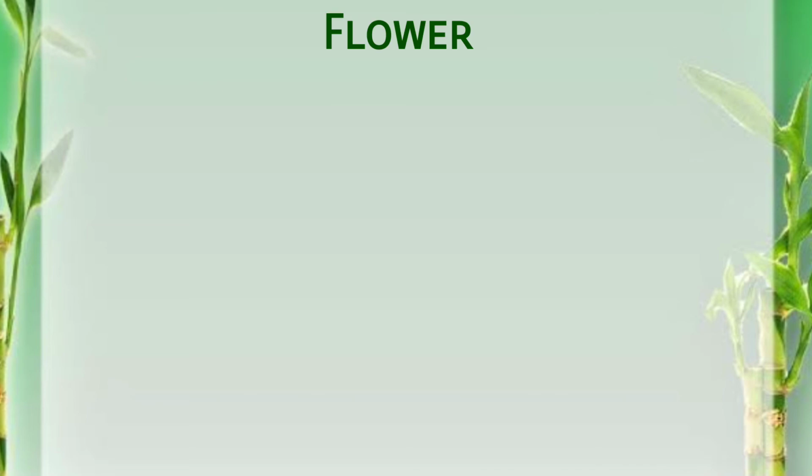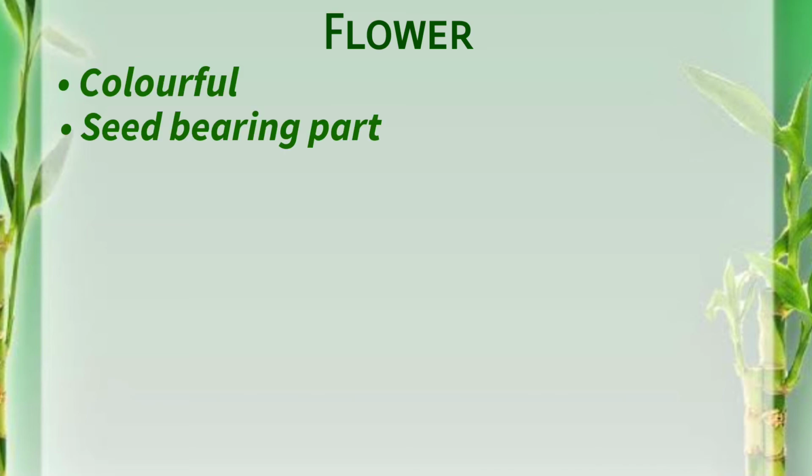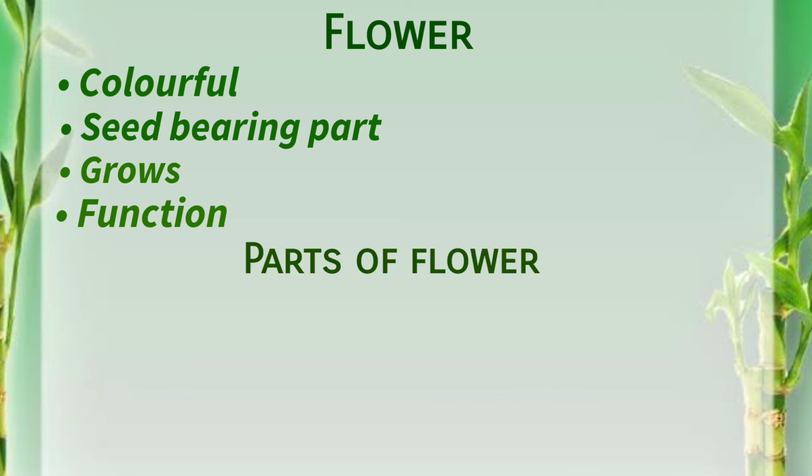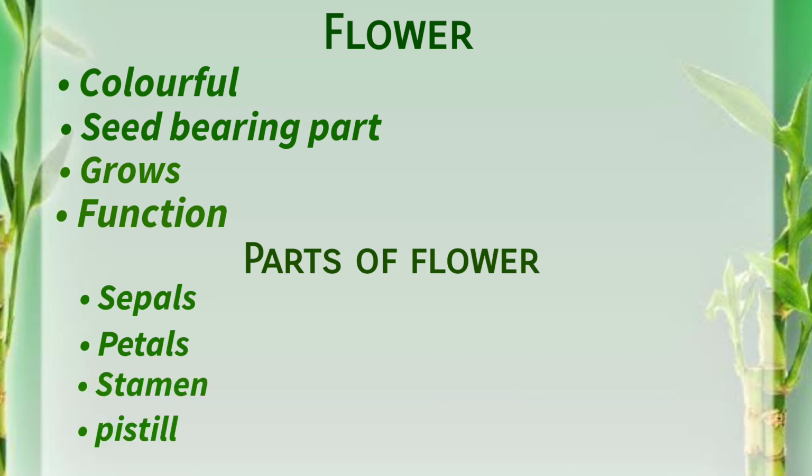Next, flower. Flowers are the colorful, seed-bearing parts of the plant that grow at the end of the stem. The only function a flower serves is reproduction. Different parts of flowers are sepals, petals, stamen and pistil. A typical flower exhibits the following structure.